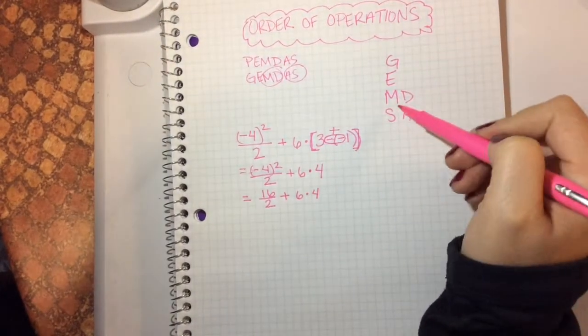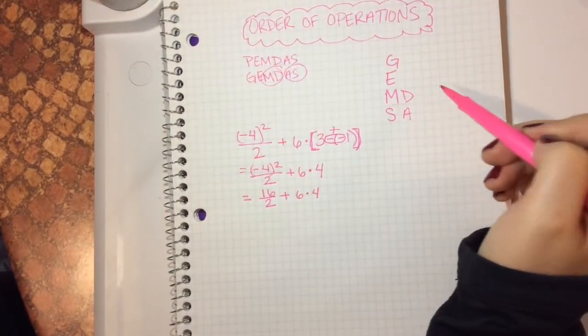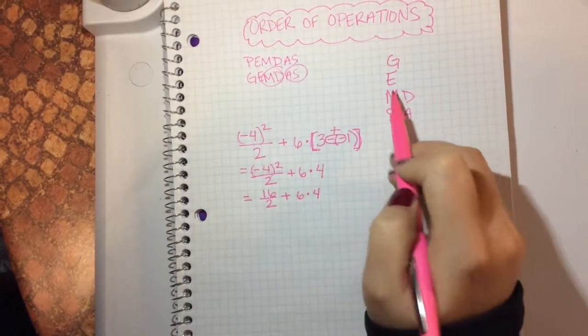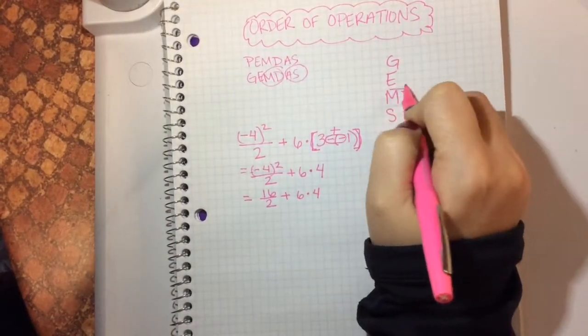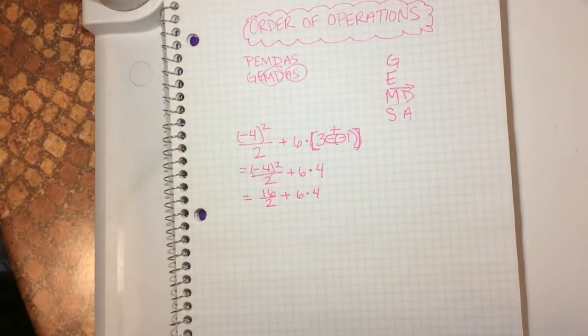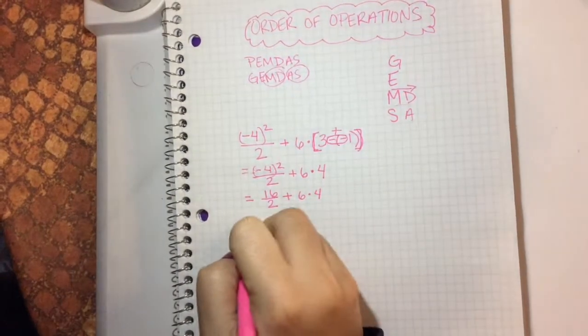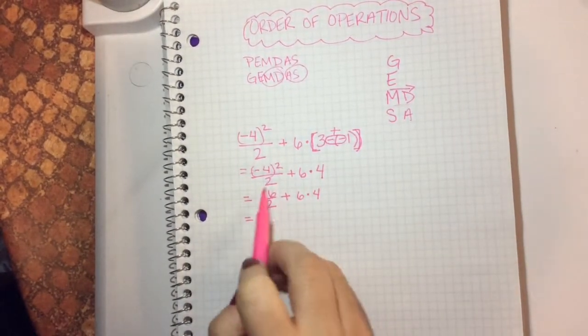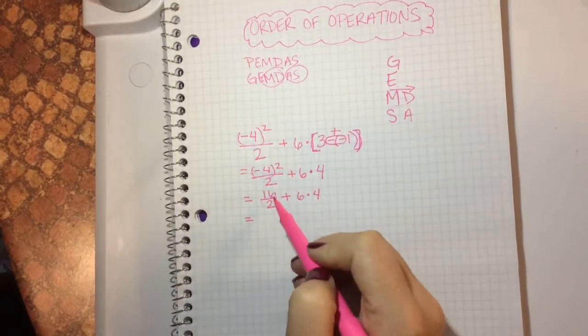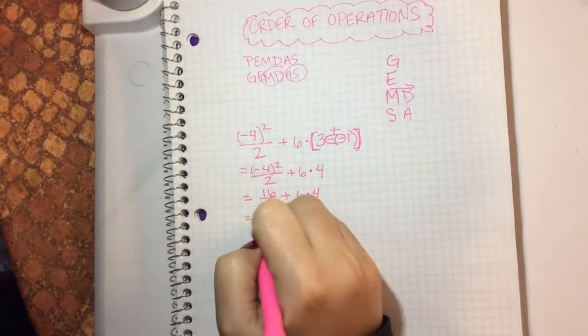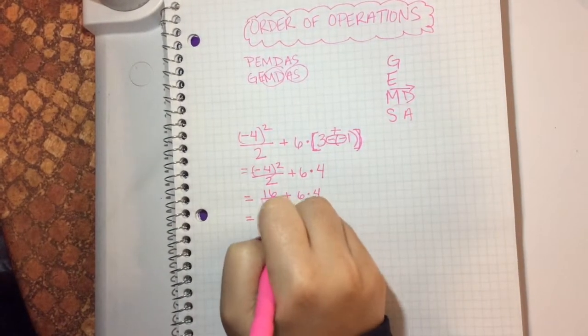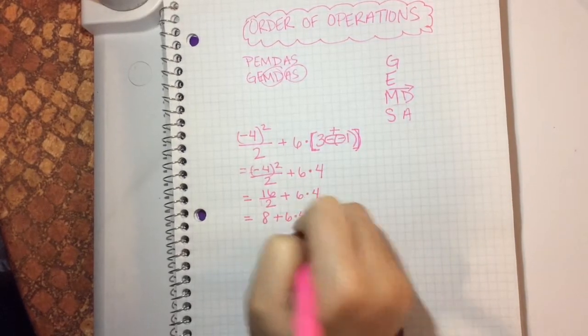No more exponents. So now I want to look at my multiplication and division. Now, when I'm doing this, I'm going to do it from left to right. Whatever appears first is what I do first. So as I look here, I have division first. So that's the first thing I'm going to do. 16 divided by 2 gives me 8. So now I've got 8 plus 6 times 4.